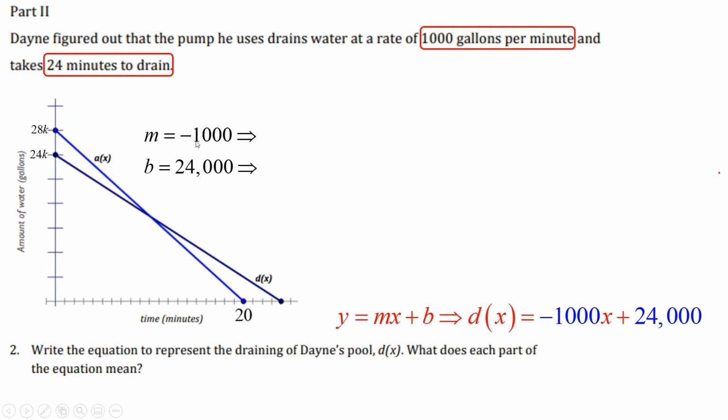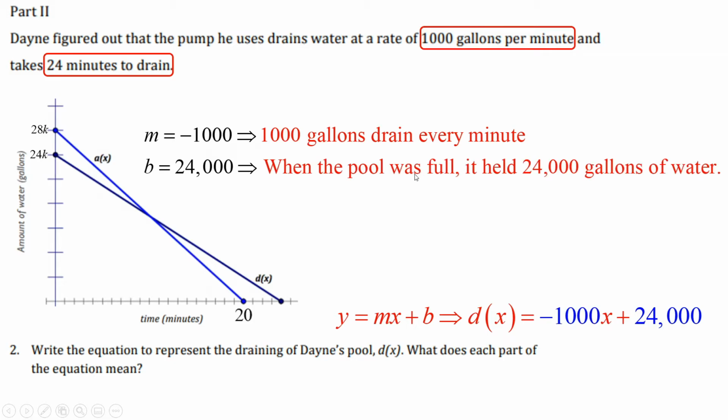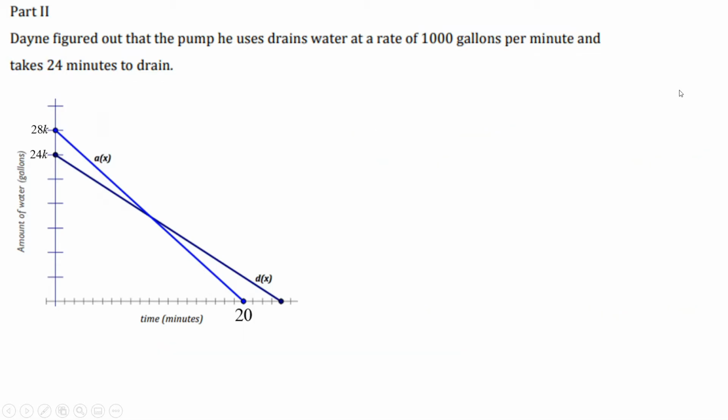So the slope of negative 1,000 implies Dane's pool is draining at 1,000 gallons per minute. 1,000 gallons drain every minute. And b equals 24,000 implies Dane's pool, when it was full, held 24,000 gallons of water. Very cool. All right. Number 3, based on this new information, correctly label the graph above.